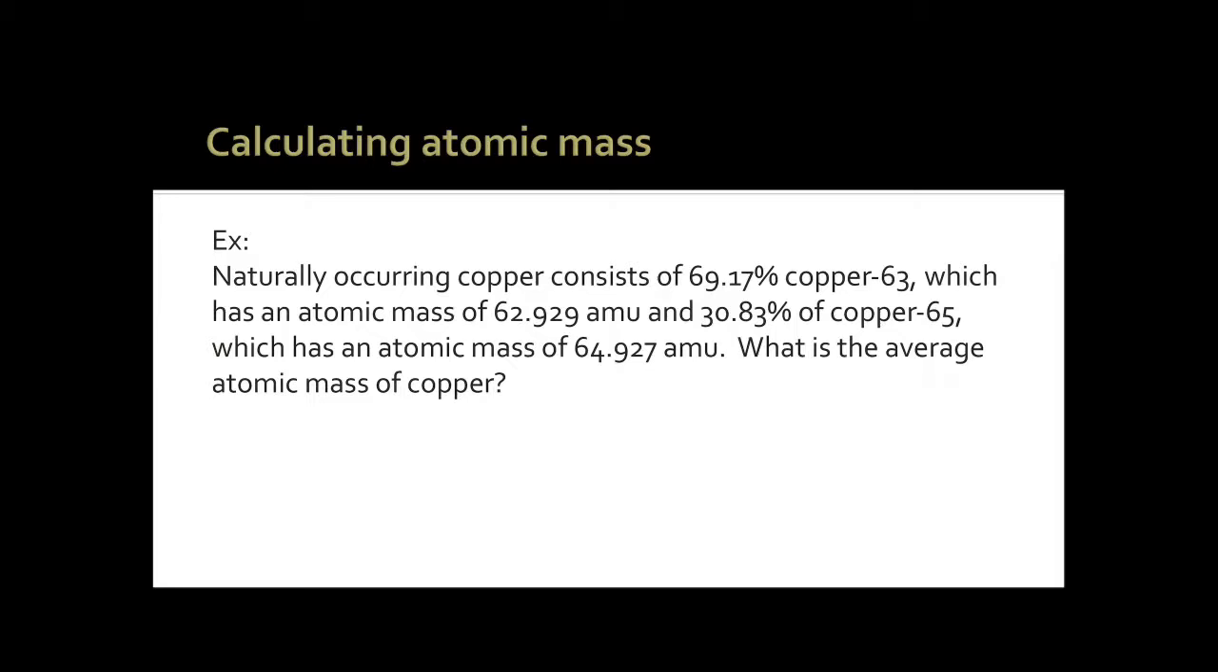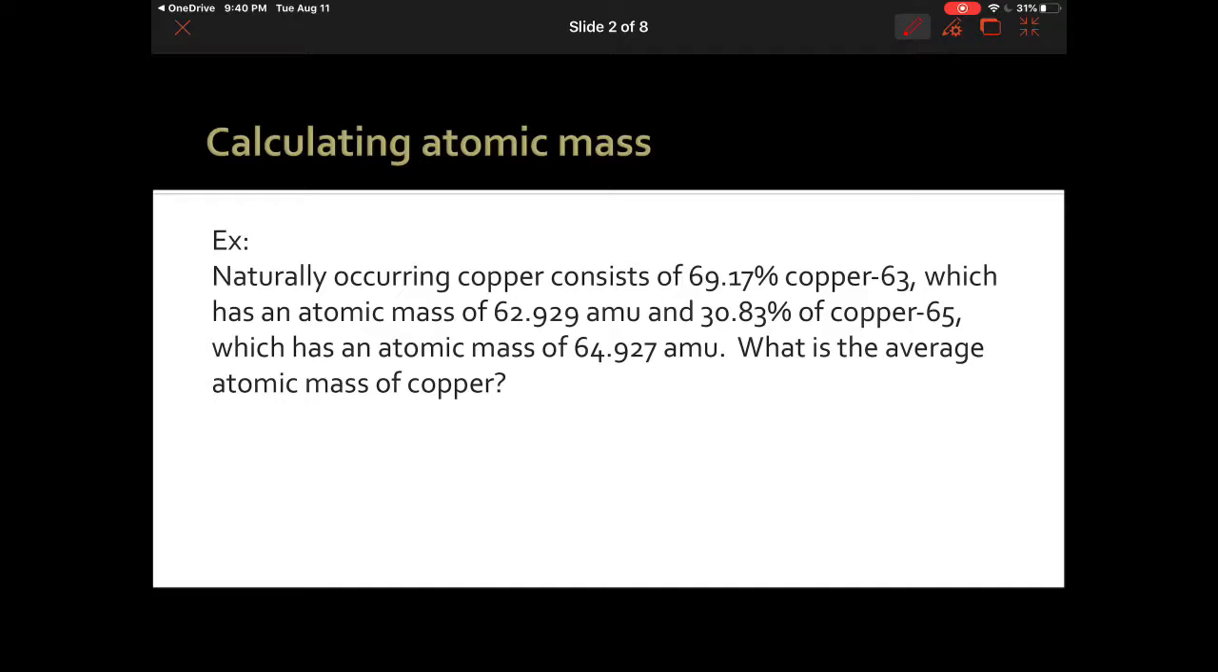So the example says that naturally occurring copper consists of 69.17% copper-63, which has an atomic mass of 62.929 AMU, and 30.83% of copper-65, which has an atomic mass of 64.927 AMU. What is the average atomic mass of copper?